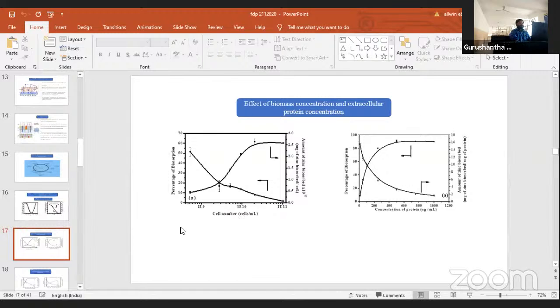So when I increase the cell number from 10 power 9 to 10 power 11, the maximum amount of zinc removed is around 60 percent. In this unit, you can see mg of zinc biosorbed per cell, or otherwise, if you weigh it, we can express it in terms of grams. So per gram, the result is in the next graph. Based on per cell, it is calculated, and 60% is achieved.